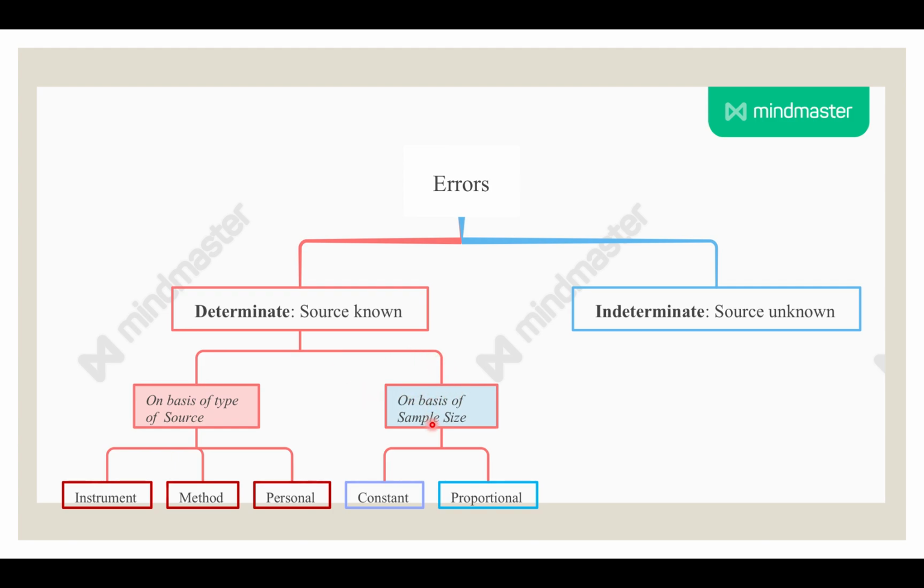Further, they can also be classified in terms of sample size as constant error or proportional error, where one is independent of the sample size, and in the second case, it is dependent on the sample size. We will go into the details of each of these errors in the next class. Till that time, just go through this topic, and when we meet for the live session, we can discuss this particular topic in detail. Thank you very much for your attention.